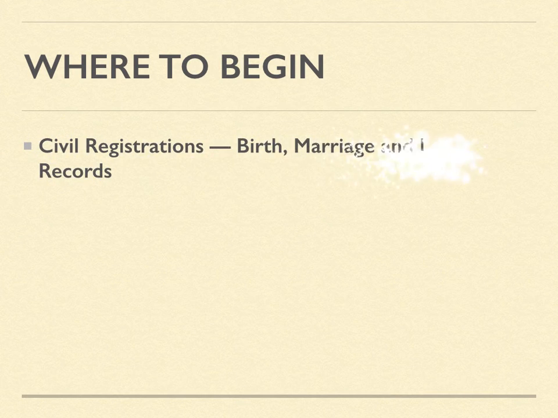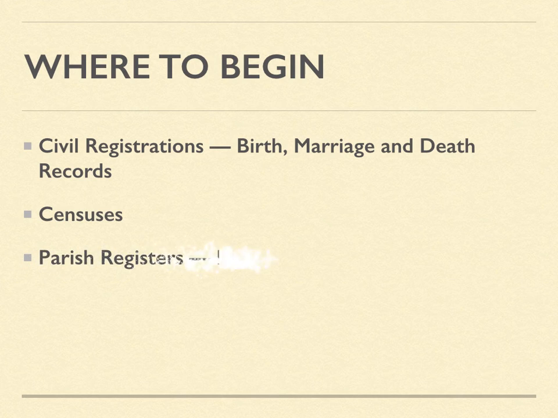The first category of records to search are civil registrations, birth, marriage, and death records. These are maintained by the English government. There may be a charge from the English government to see these records, at least the originals. Next are census records. England has maintained and conducted a periodic census, and these records are invaluable in locating people inside the country.